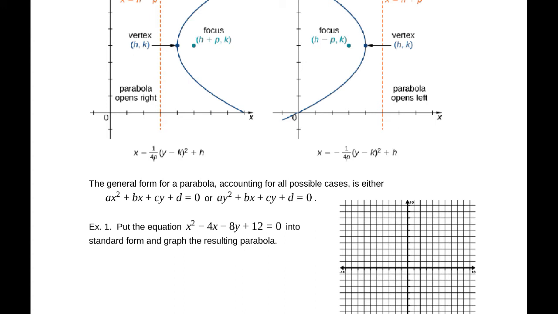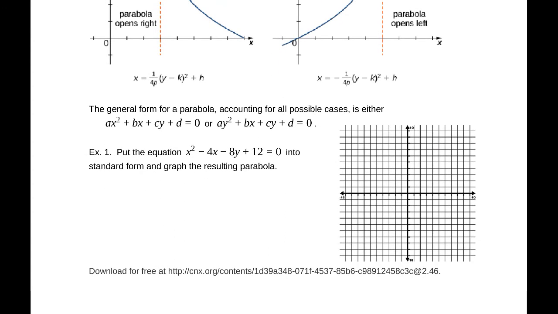So we are going to take this equation here, x squared minus 4x minus 8y plus 12 equals 0. We want to put it into standard form and then graph the parabola. Now, one thing you should notice pretty quickly is because I have an x squared term, that's going to be an opening up or down versus a left or right. If it was a y squared, that would tell me it's opening left or right.